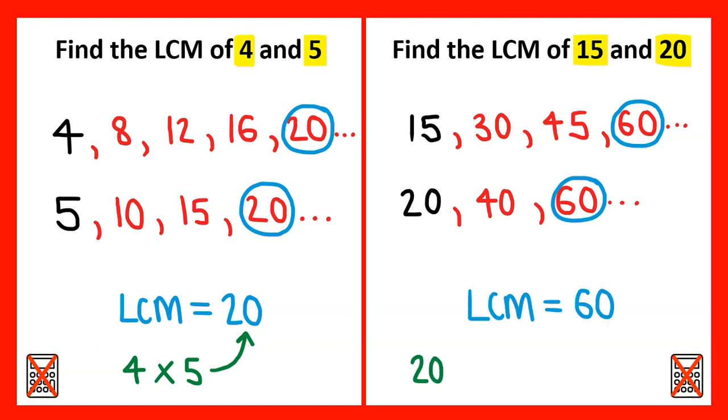If we used the logic of multiplying the two numbers together, we would have got 300, which is obviously not the same as 60. So you won't be able to find the lowest common multiple just by multiplying the numbers together. Listing them and looking for the first time you see a number that's common in both lists is the safest way to do these questions.